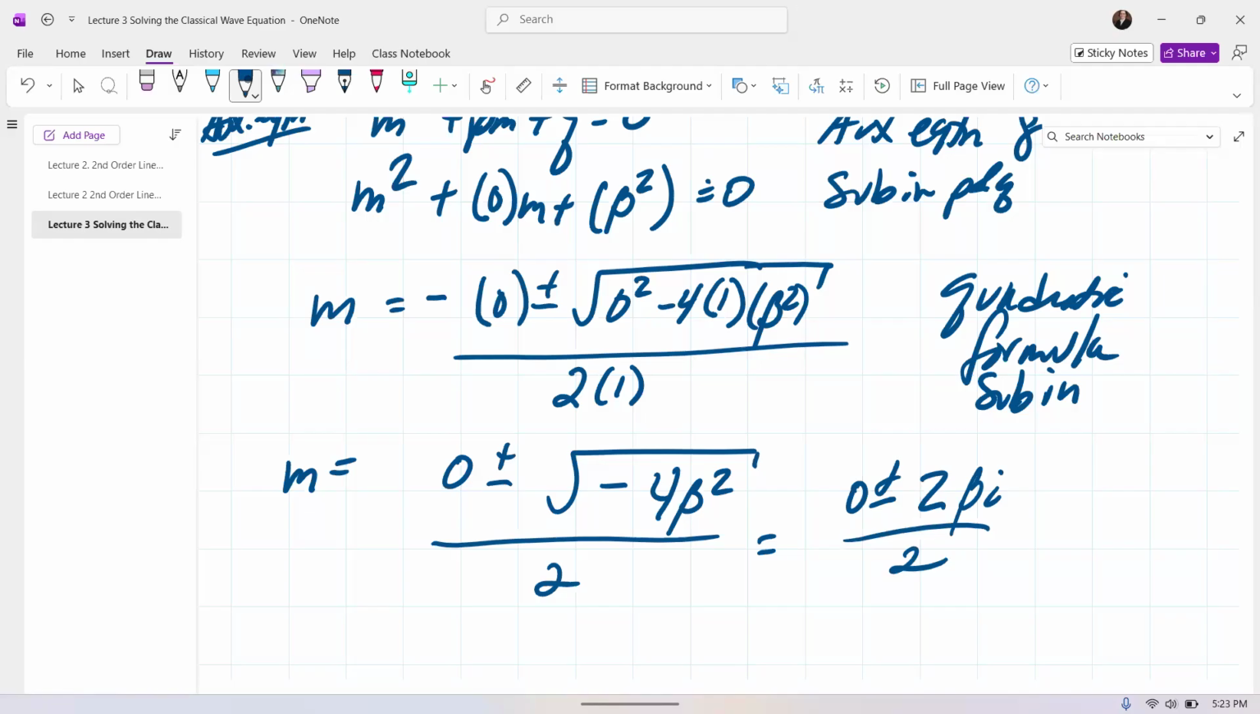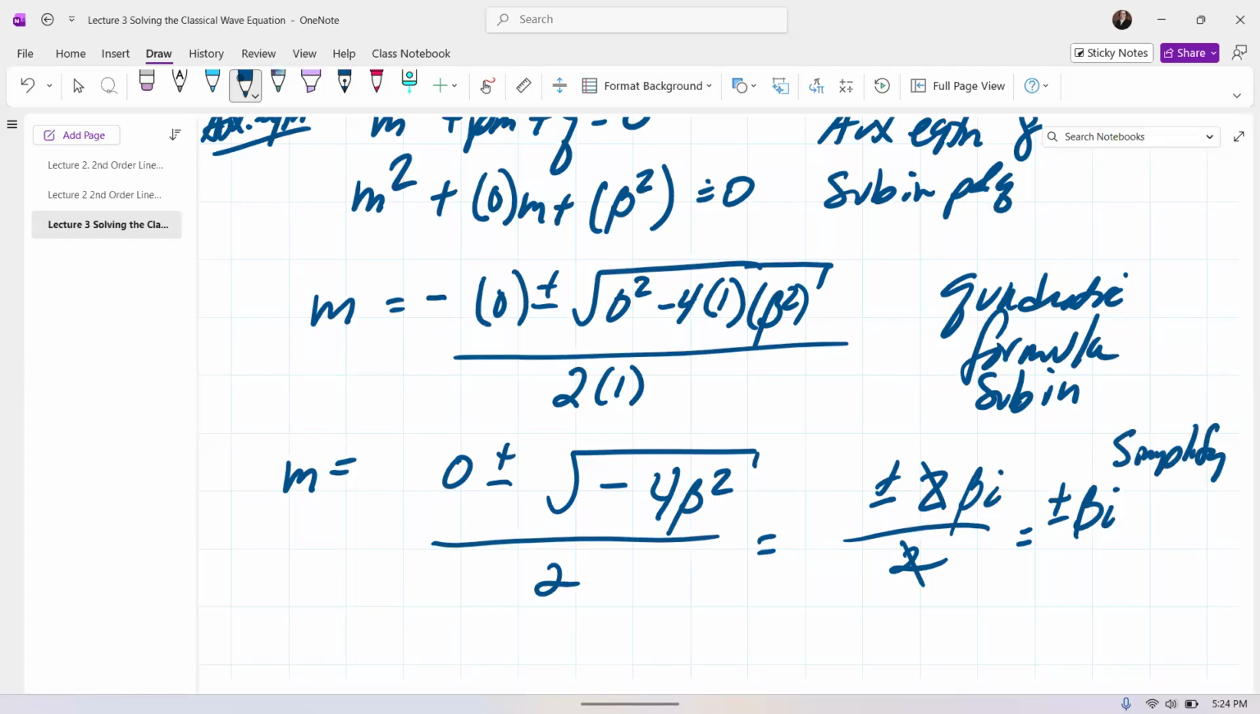So now we can cross cancel. We don't really need the 0 here either, so I'm just going to take that off to make it look a little neater. And then we can cross cancel the 2's. So this is equal to beta i, plus or minus, right? That is our answer. And this is just doing simplify.